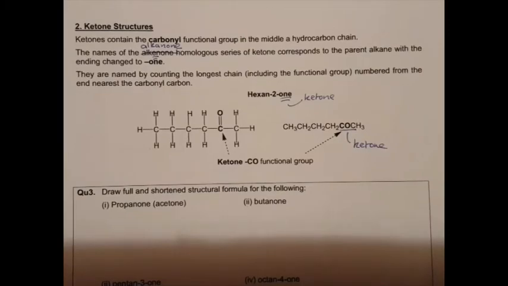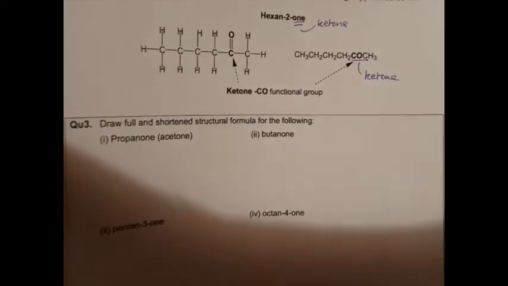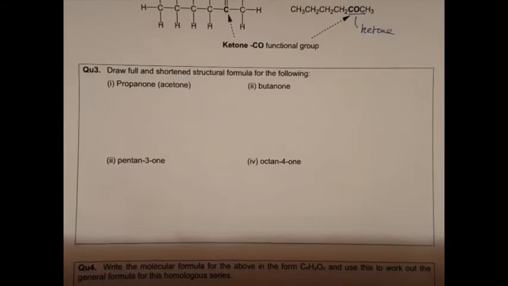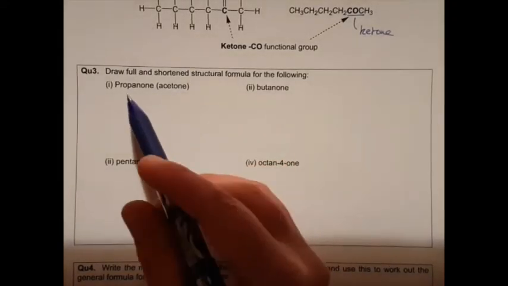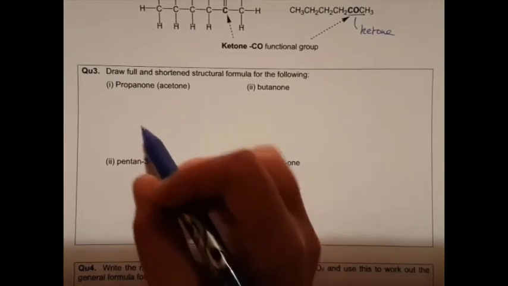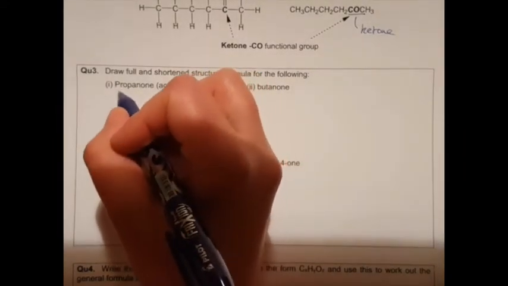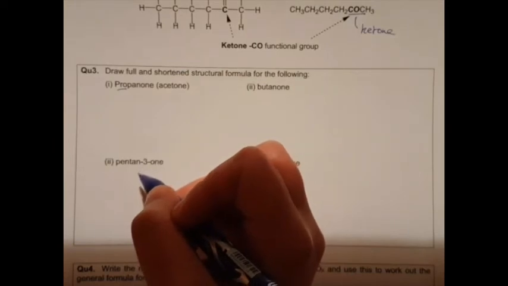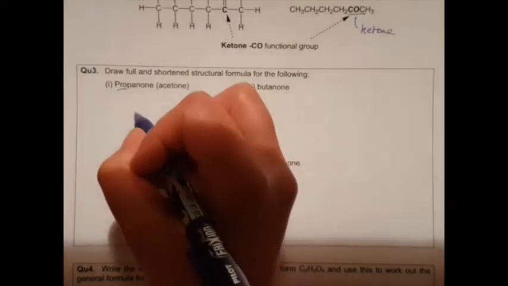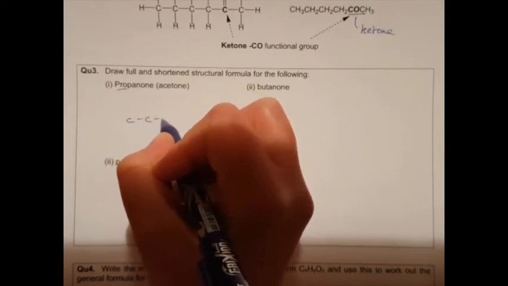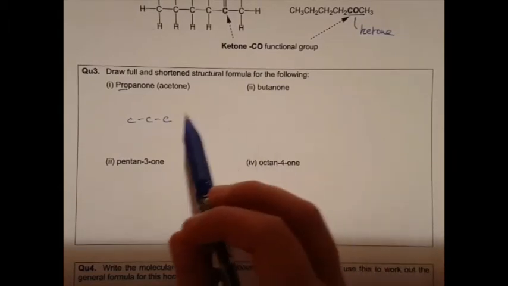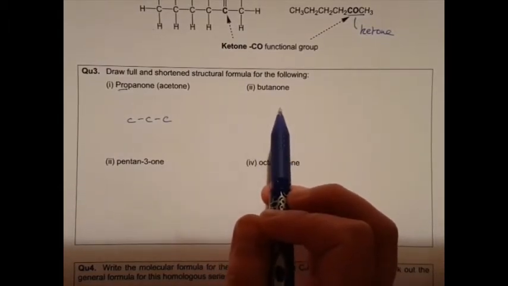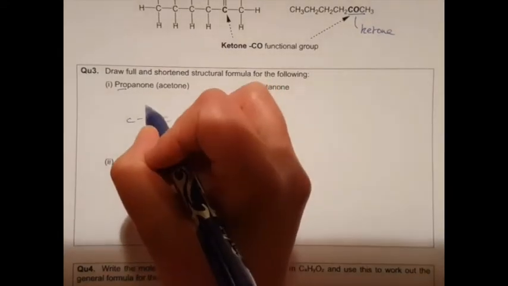Okay. Question 3 then tells you to draw full and shortened structural formula for the following. So again, I'm just going to maybe do the first one with you, and then I'll get you to do the rest. So first one is propanone. So propanone, how many carbons is it going to have? Hopefully you're saying 3. Okay, so we've got our 3 carbons. And with the first 2 examples, there's something kind of slightly special about them actually. We'll maybe talk about both of them.